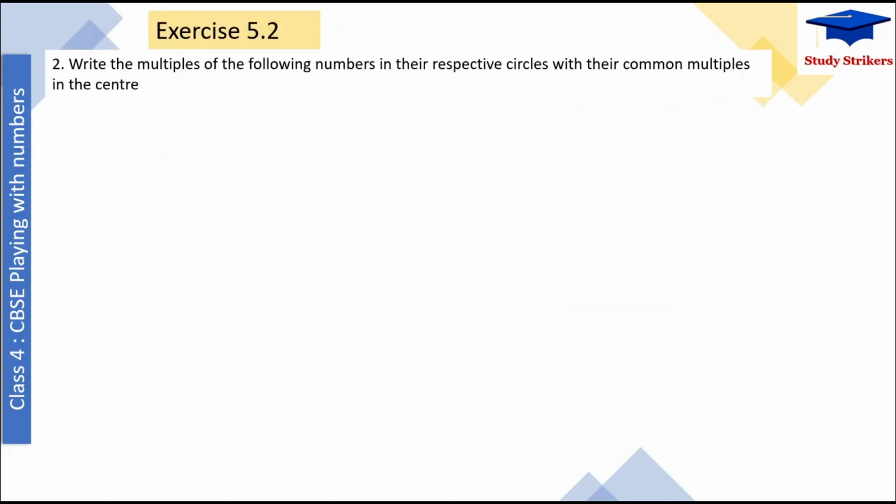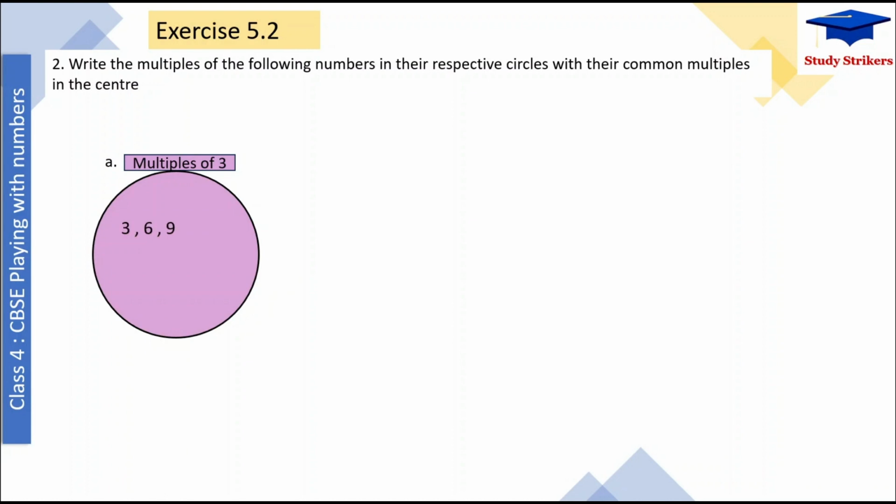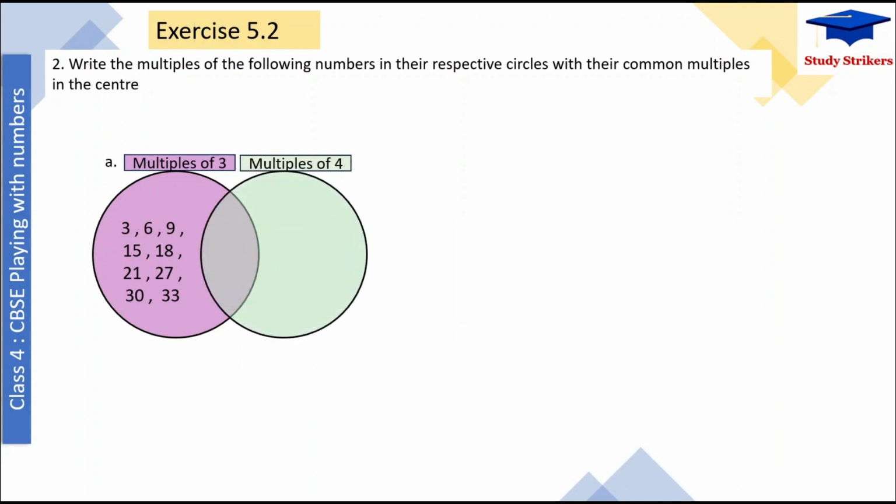Let's move towards our second problem. So we have to write multiples of the following numbers in their respective circles with their common multiples in the center. So let's go ahead. So here we have to write multiples of 3. So we have written 3, 6, 9, 15, 18, 21, 27, 30, 33. So we have to find out multiples of 4 as well. So multiples of 4 are 4, 8, 16, 20, 28, 32, 40, 44, 48. So their common multiples are 12, 24, 36.